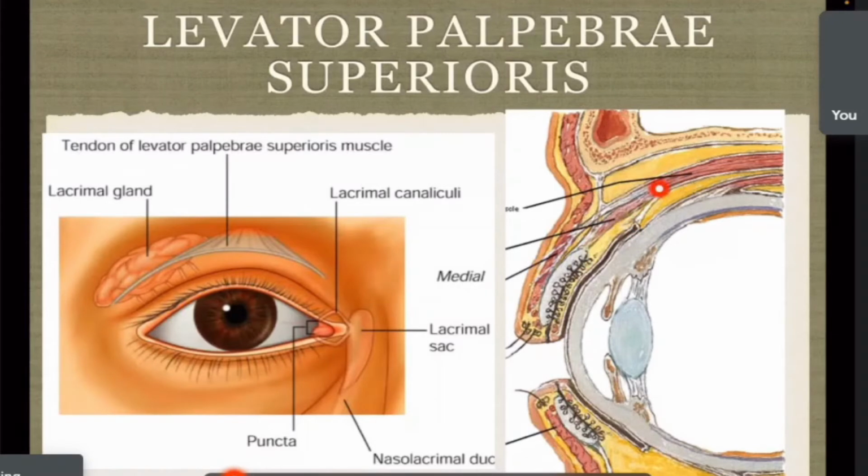For insertion, there are 3 lamina. The upper lamina pierces the fibers of orbicularis oculi and is inserted into the skin. The intermediate lamina is otherwise called the superior tarsal muscle or Muller's muscle, inserted in the superior tarsal plate, and supplied by the sympathetic nerves. The lower lamina is inserted into the superior fornix of the conjunctiva. Levator palpebrae superioris can be asked as a separate short note.